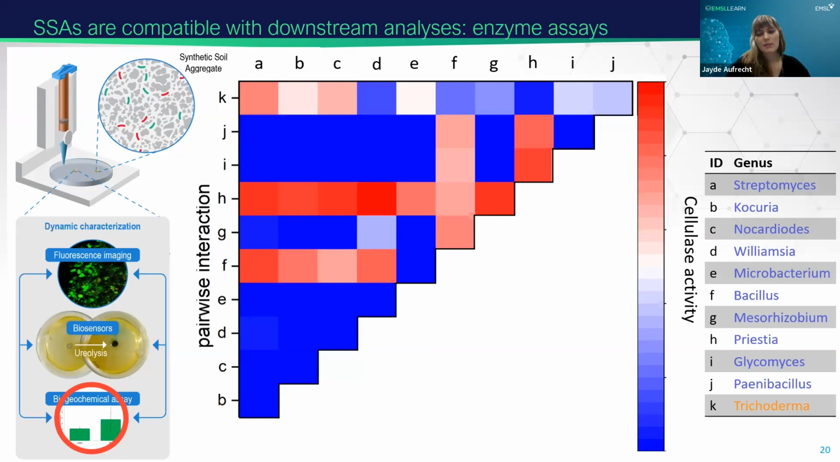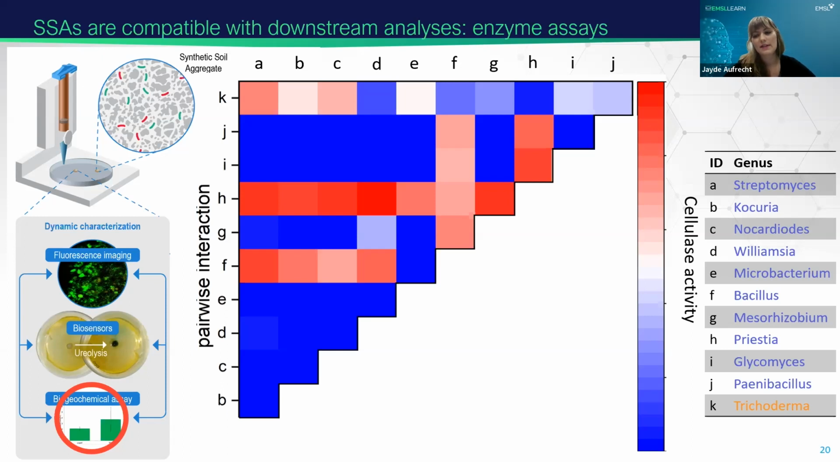So this is an example of us moving more towards working with larger communities of microbes in these systems, and not just model organisms like E. coli and Pseudomonas. We're actually working with some soil bacteria. We've cultured up to 11-member communities in these aggregates. What I'm showing here is just pairwise studies between two individual strains at a time, looking at how those interactions affect the integrity or the production of the cellulase enzyme.